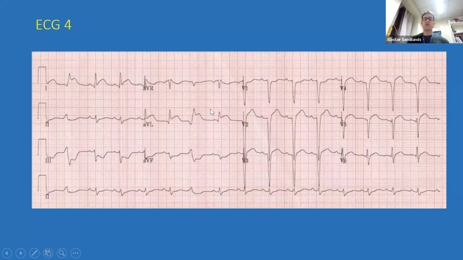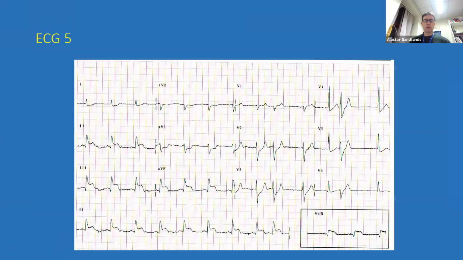That's your reciprocal change. I don't think there are any other ST elevations. So this is a high lateral. It's likely to be a first branch of the diagonal. And there's another STEMI. Okay, number 5.